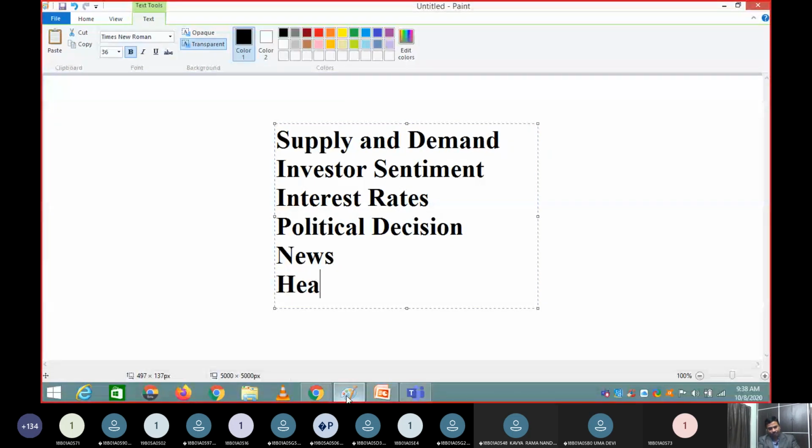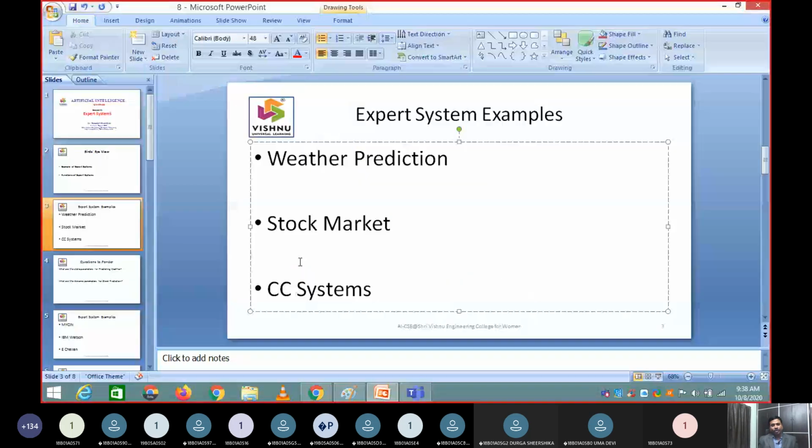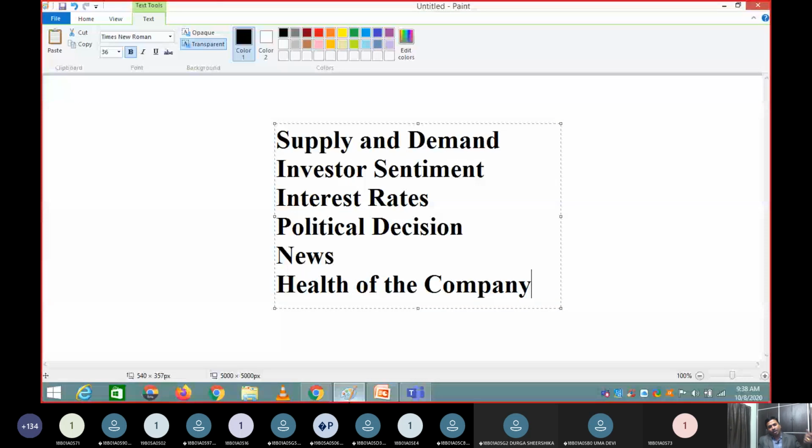Health of the company in terms of assets, liquidity, and any other company-related issues. Many other things will affect it. My interest is that when you try to design something like an expert system, you must have the static data. Once you have the static data, you can apply basic machine learning or deep learning algorithms. But some of the data will be very crucial.